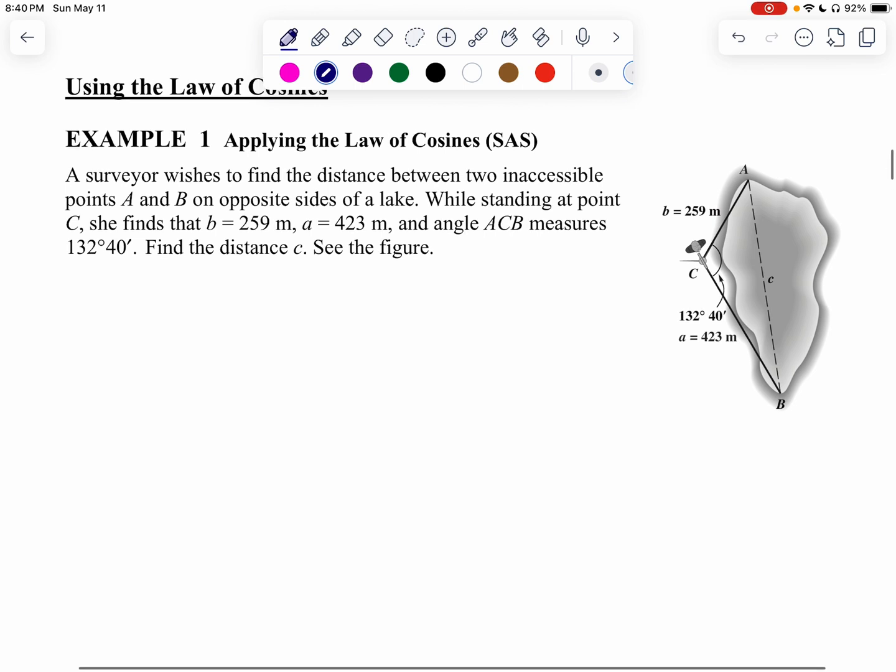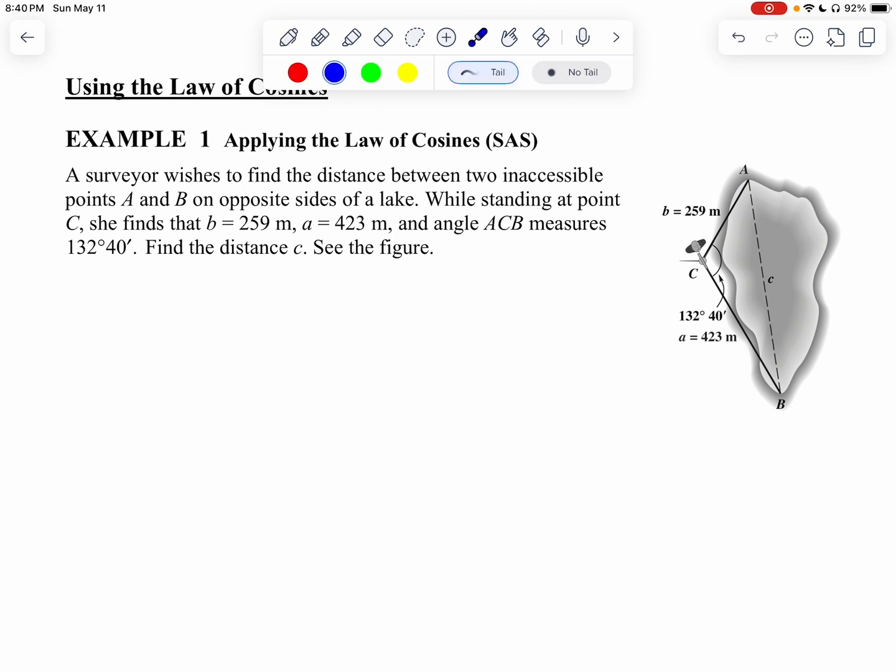So a surveyor wishes to find the distance between two inaccessible points A and B on opposite sides of a lake. So they cannot get to these points to be able to directly measure them. But while standing at point C, she finds that b is equal to 259 meters, a is 423 meters, and angle ACB measures 132 degrees and 40 minutes. And we want to find this distance c.